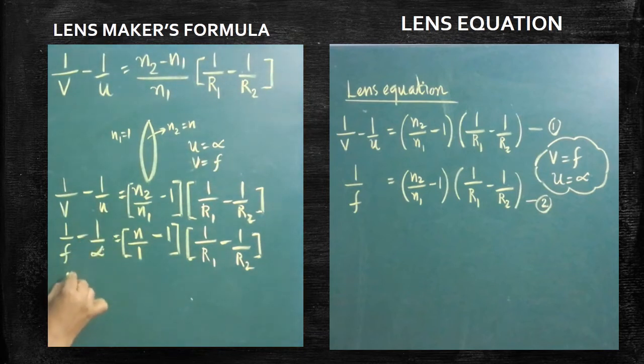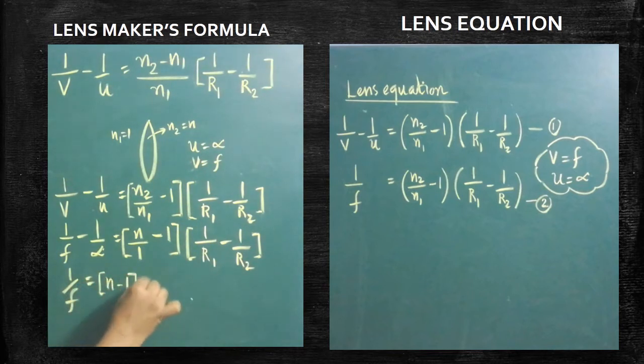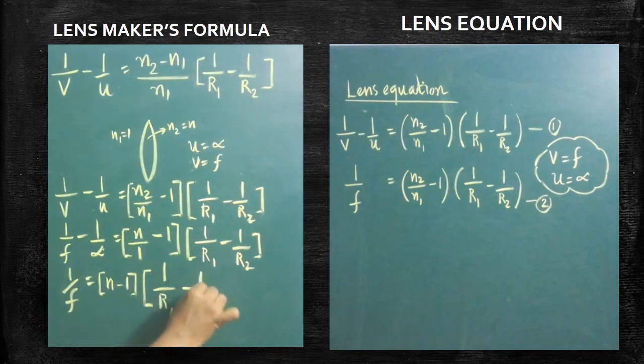1 by infinity becomes 0. So finally you will get 1 by f equal to n minus 1, and the rest of the equation is 1 by r1 minus 1 by r2. This particular equation is called Lensmaker's formula. What is this? Lensmaker's formula, a very important equation. Often this question will be asked.